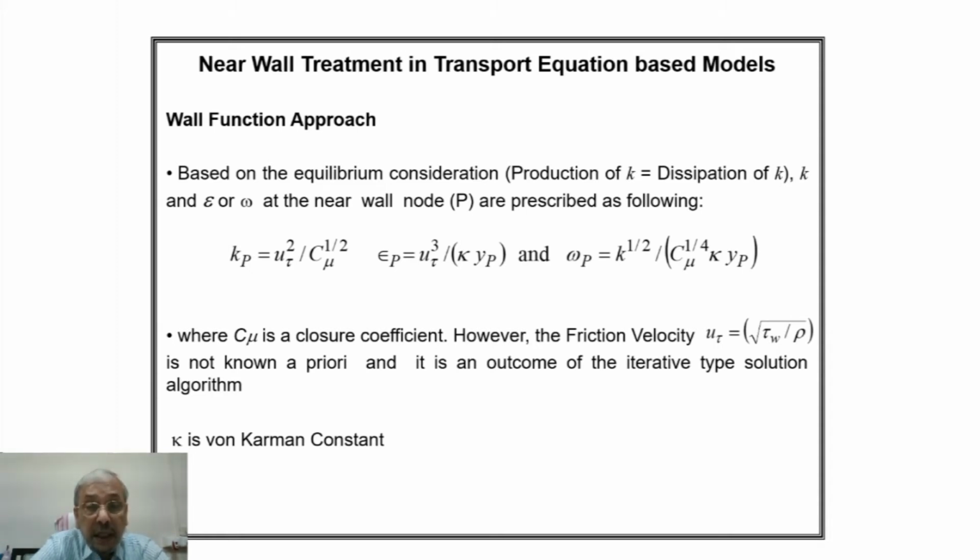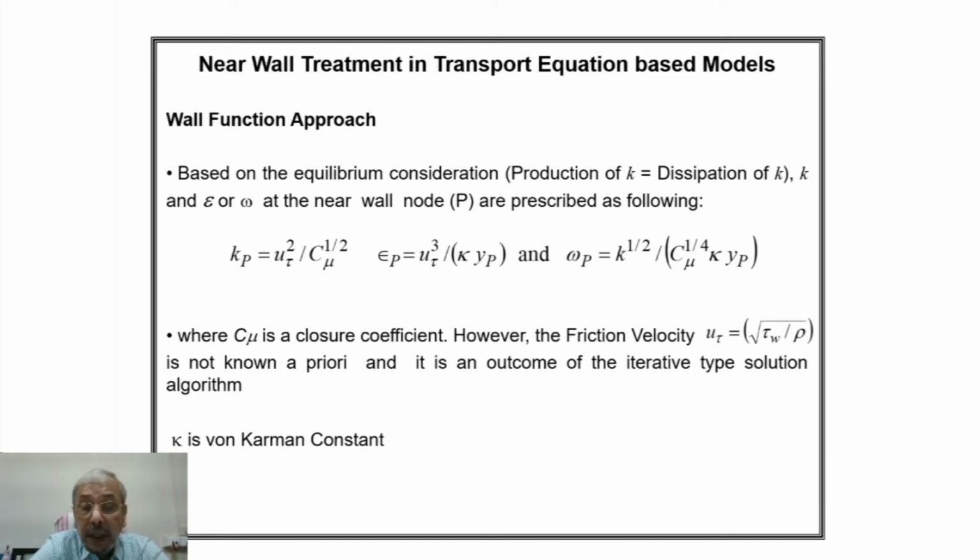Similarly, epsilon P is equal to U tau cube divided by kappa into Yp, where Yp is the normal distance from the wall. And in the k omega method, omega P is k power half divided by C mu power 1/4 kappa Yp, where C mu is the closure coefficient we have already discussed, and U tau, as I have already mentioned, is the friction velocity. This is basically the wall shear stress divided by rho, the entire quantity under root.